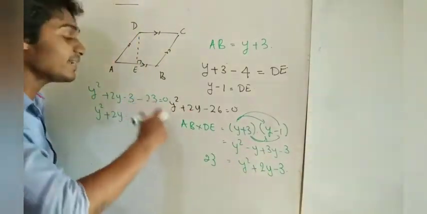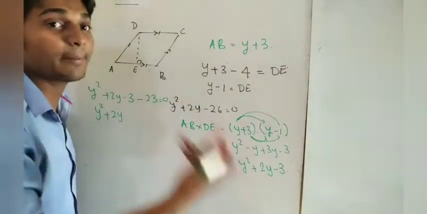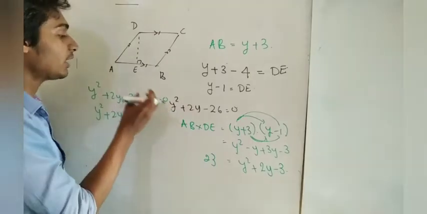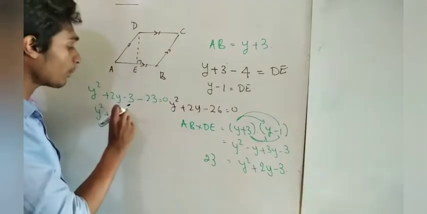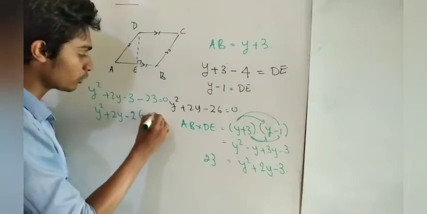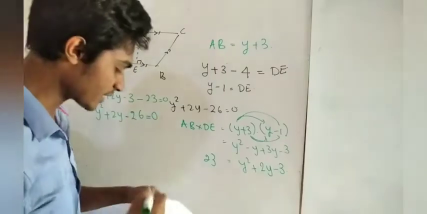Now here what you have is minus 3 minus 23. So you have to add them and put the sign of the numbers that you have. So minus 3 minus 23 is minus 26 equal to 0. So we are done with the equation.